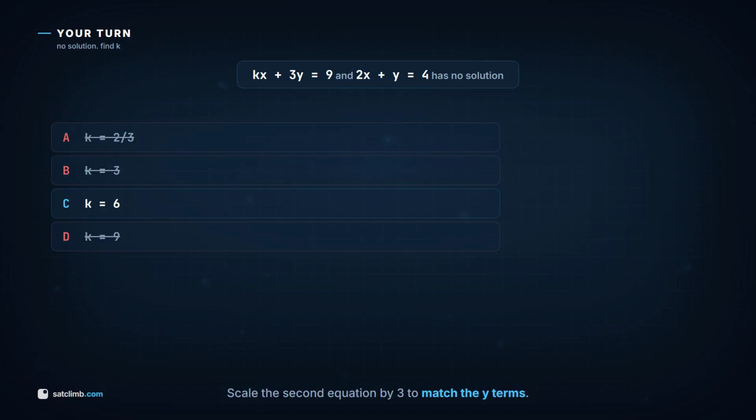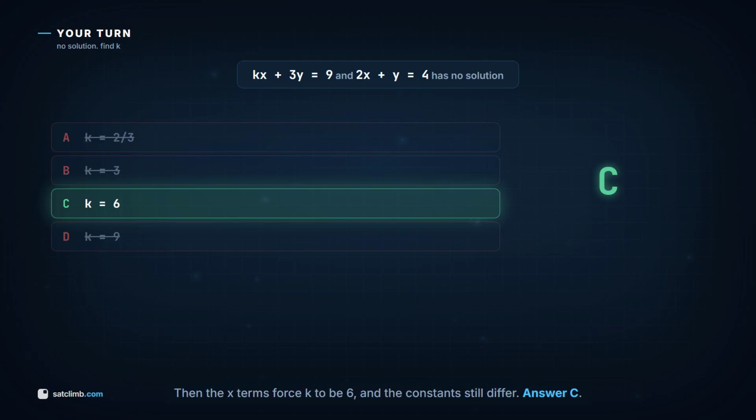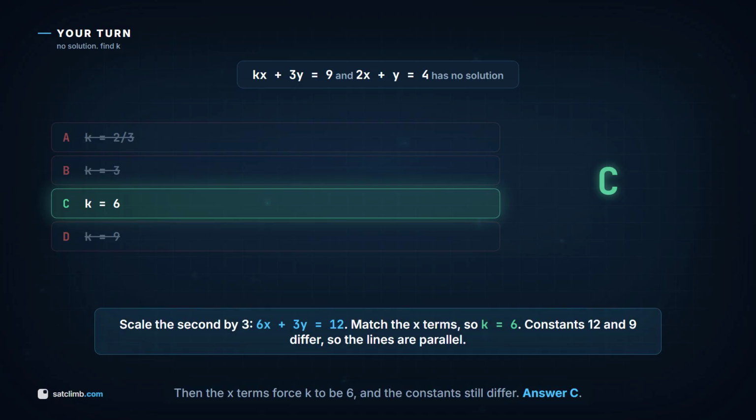Here is the read. No solution means the slopes match but the lines are different. The y coefficients are 3 and 1, so the second equation scales up by 3, giving 6x plus 3y equals 12. Match the x terms and k must be 6. Now check the constants. 12 is not 9, so the lines really are parallel. K equals 6. Answer C.